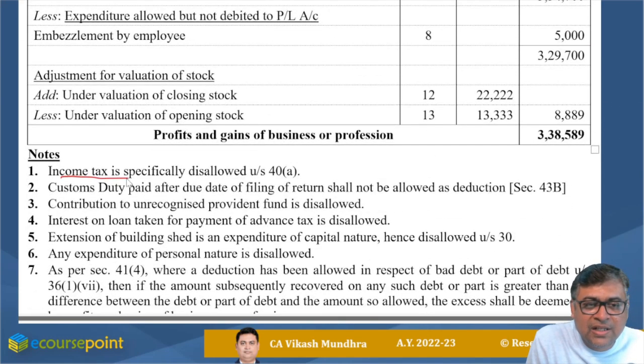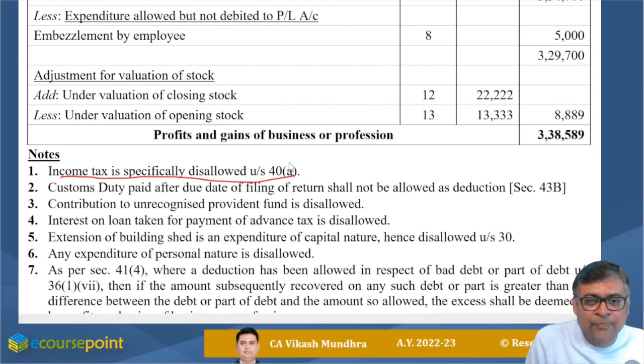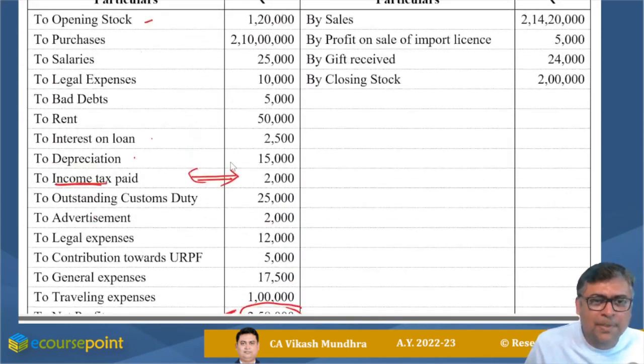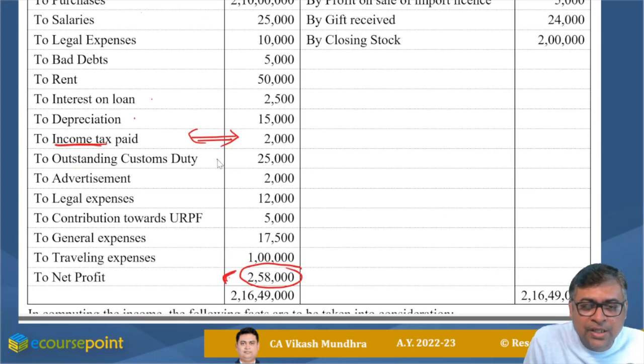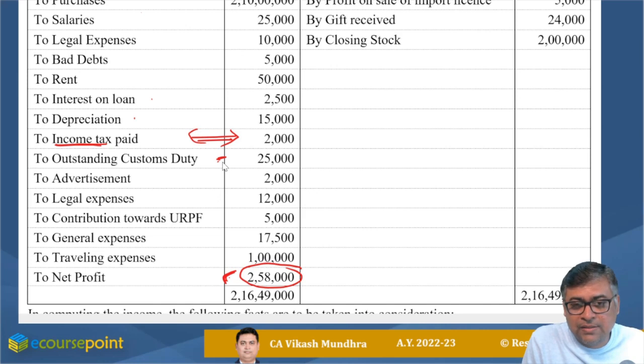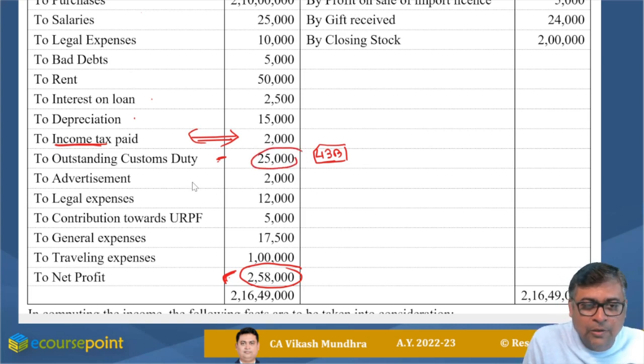Income tax is specifically disallowed under section 40A. If you don't remember the section, then delete it. Then just say income tax is specifically disallowed. Now I'm coming to outstanding custom duty. If any information regarding the date of payment is given in the additional information, then fine, else this should be disallowed. This is covered by section 43B. If it is paid within the due date of filing return of income, then fine, otherwise this should be disallowed. Right now I'm doing nothing for this.